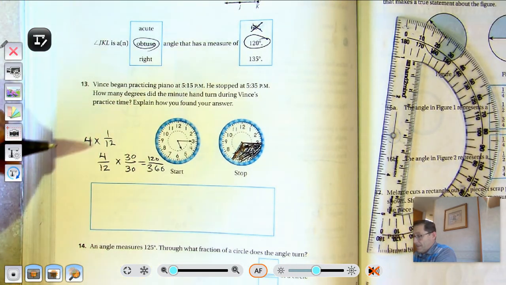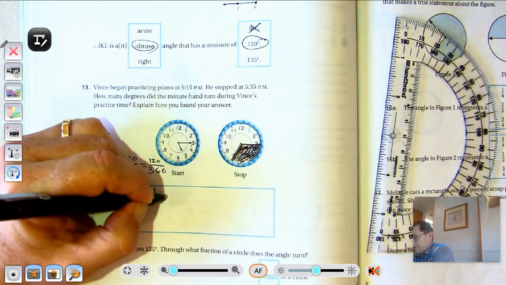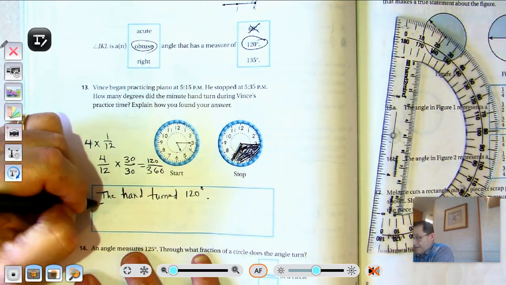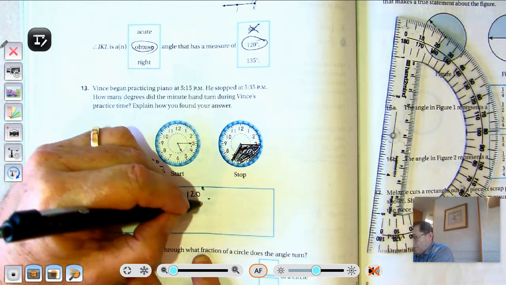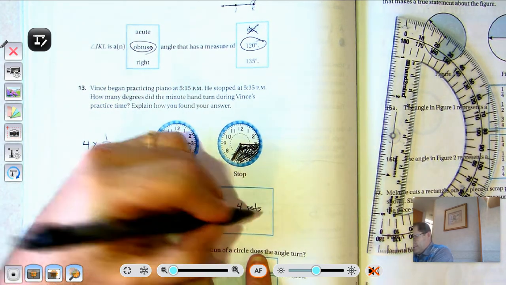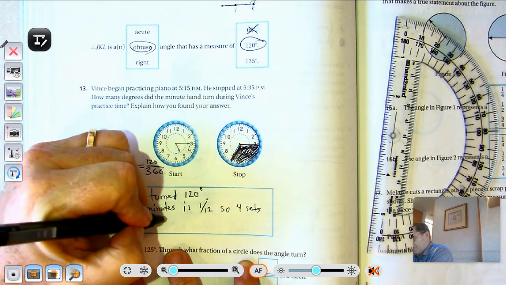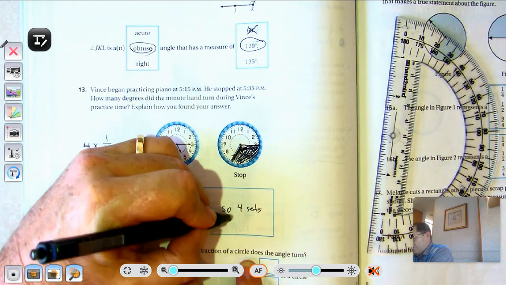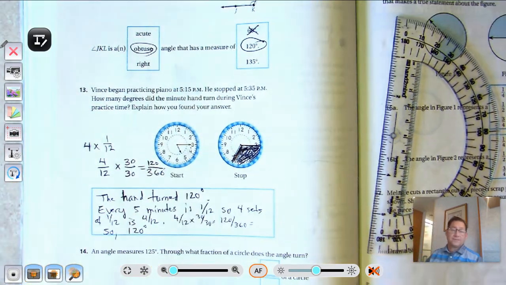So the hand turned 120 degrees. Every 5 minutes is 1/12. So 4 sets of 1/12 is 4/12. 4/12 times 30 over 30 is 120 over 360. So 120 degrees.